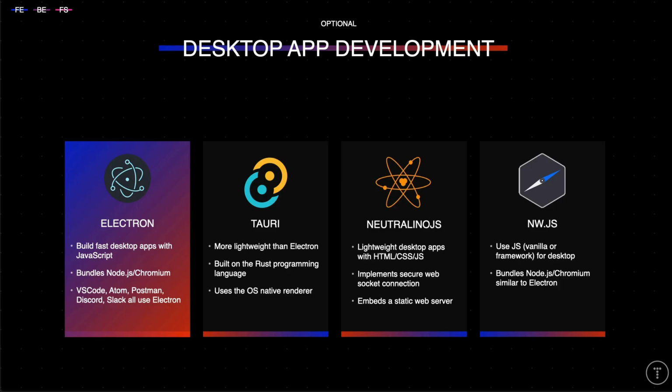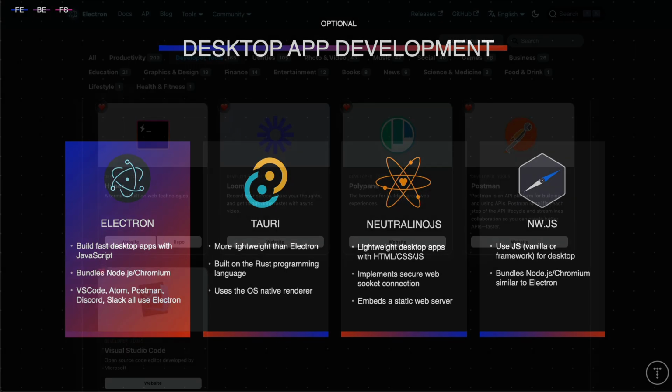It works by bundling Chromium, which is the browser engine that Chrome uses, that Edge uses, and a bunch of other browsers. It bundles that with Node.js into a single runtime, and apps can be packaged for Mac, Windows, and Linux. So you have, again, a single code base for all three platforms.